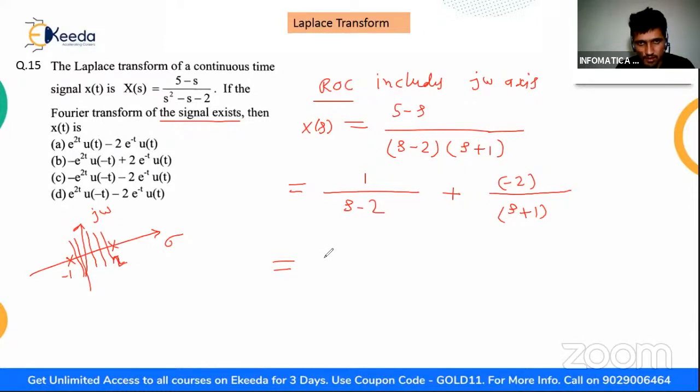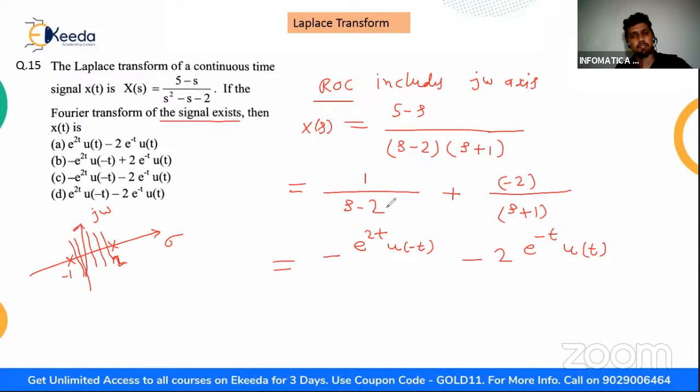So in that case we can write that its Laplace transform will be e to the power 2t multiplied by u of minus t. For this, the sign is already minus 2, and e to the power minus t u of t must be right sided now. This we can write from using the standard definition for standard signals, or using the time reversal property.